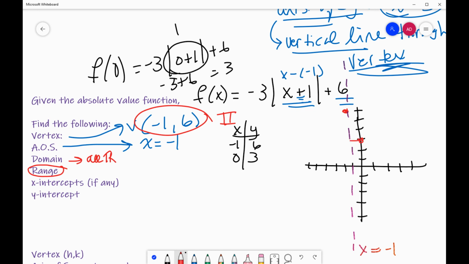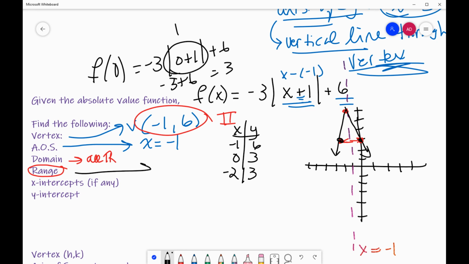Now check it out. If I go 1 to the right, 1 to the left gets me that mirrored point. So the other point would be (-2, 3). All right, that's what that mirrored point is. And that mirrored point comes over the axis of symmetry. So my graph is actually opening down.